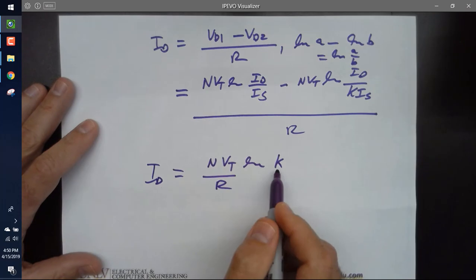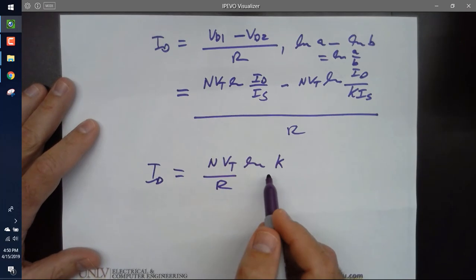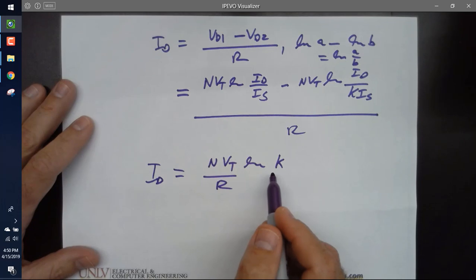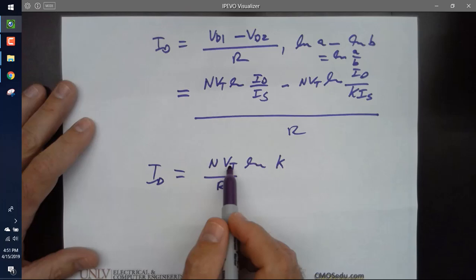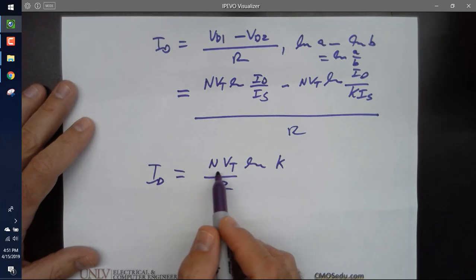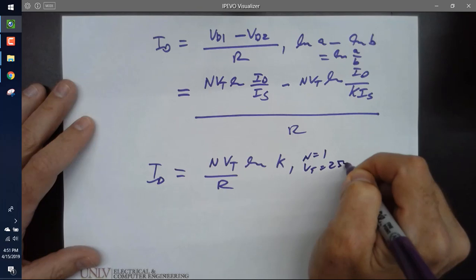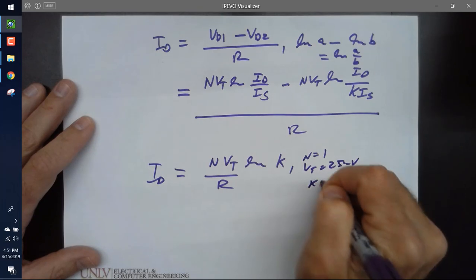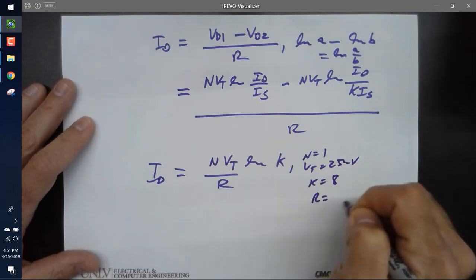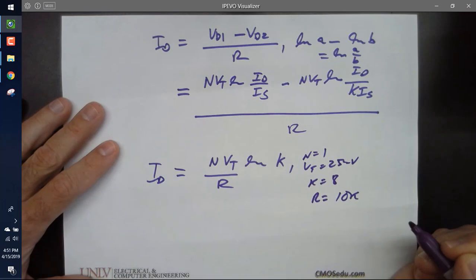So if K was 8, what's the natural log of 8? Roughly 2. And what's VT at room temperature? 25 millivolts or so. And if N is 1, VT is 25 millivolts, K equals 8, and R equals 10K. Let's plug in the numbers.